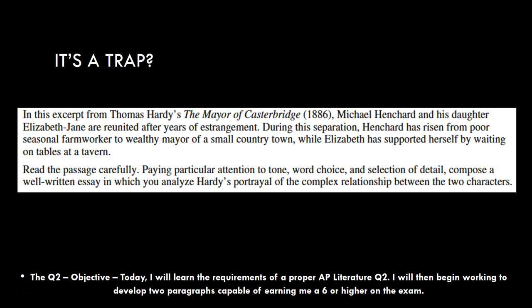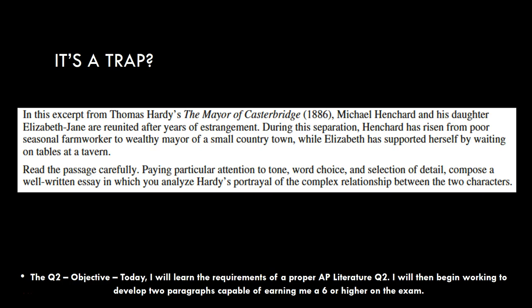Let's look at this example. It says, in this excerpt from Thomas Hardy's The Mayor of Casterbridge, 1886, Michael Henchard and his daughter Elizabeth Jane are reunited after years of estrangement. During this separation, Henchard has risen from poor seasonal farm worker to wealthy mayor of a small country town, while Elizabeth has supported herself by waiting on tables at a tavern. Read the passage carefully, paying particular attention to tone, word choice, and selection of detail. Compose a well-written essay in which you analyze Hardy's portrayal of the complex relationship between the two characters.